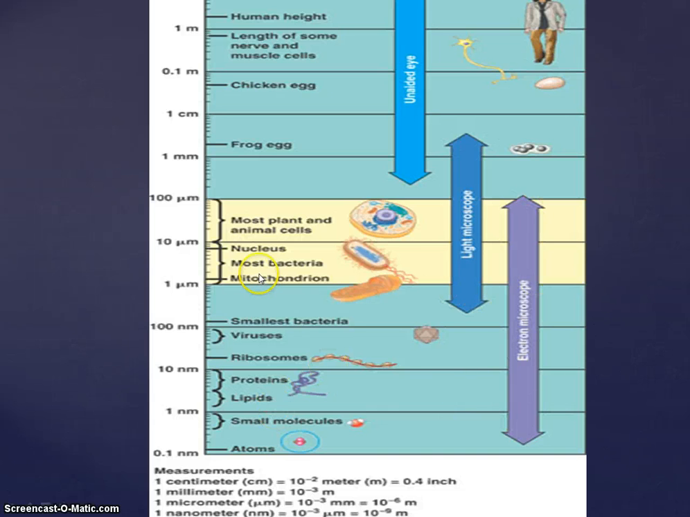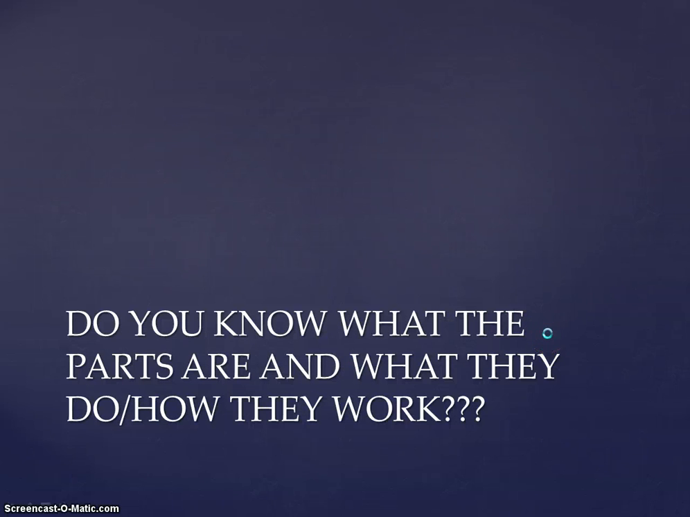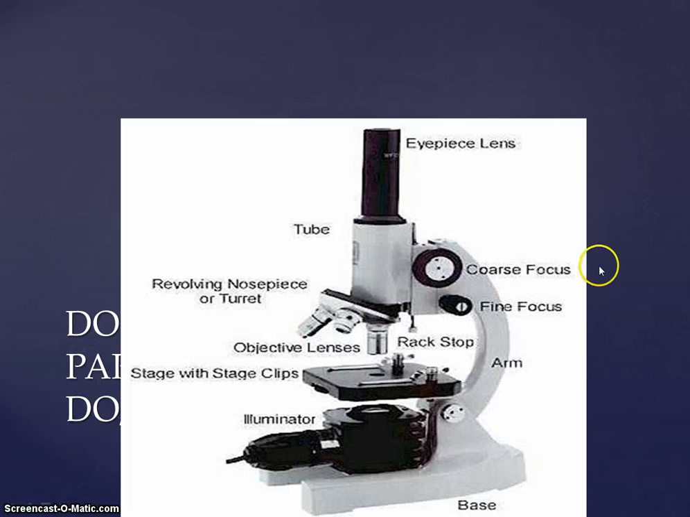So as you get smaller and smaller, you run into some problems. You can see that even with electron microscopes, you can't really see atoms per se, or molecules, so you're limited there. But our ultimate goal is that we need to learn, through activities in labs, the parts of the microscope and what they do and how they work, because we've got to be really, really specific here. Each of them has a specific part.